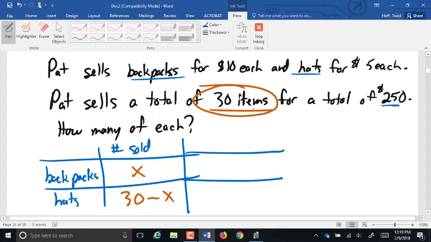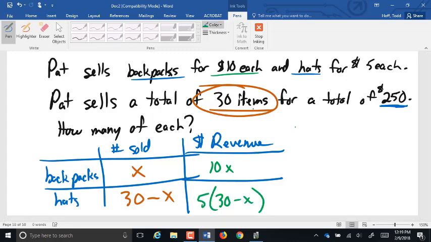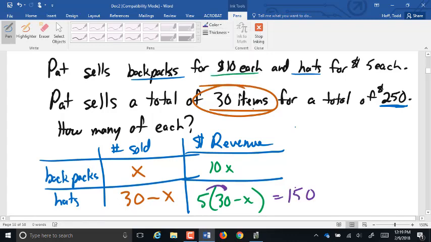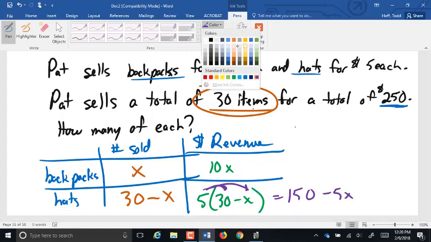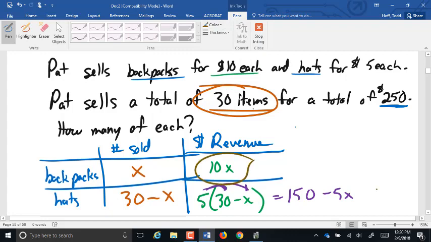But now again, we're not working off just the total number. We have to make that dollar amount come out. So we need to find a way to express the total revenue, which again is selling price times the number sold. So backpacks are $10 each times X, so it's 10X. Hats are $5 each times 30 minus X. So we're going to multiply that out. 5 times 30 is 150. 5 times negative X is a negative 5X. So now those two revenues have to add up to that total of 250.